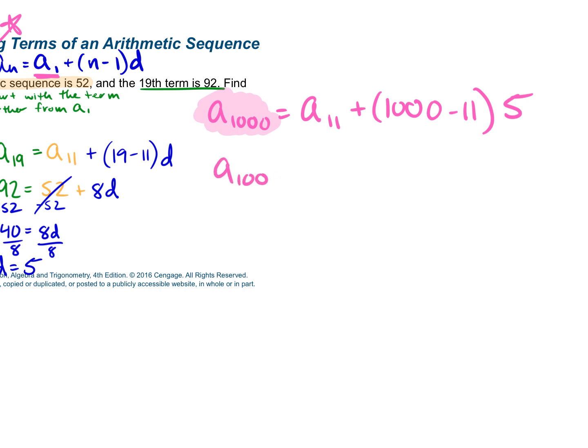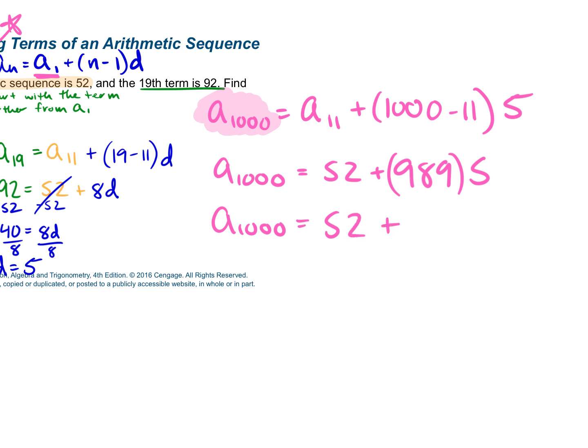So a sub 1,000 is equal to, what's a sub 11, our 11th term? 52. Plus, here we can do 1,000 minus 11. So that would be 989 times 5. So that would be 4,945 plus 52. So our 1,000th term is 4,997.